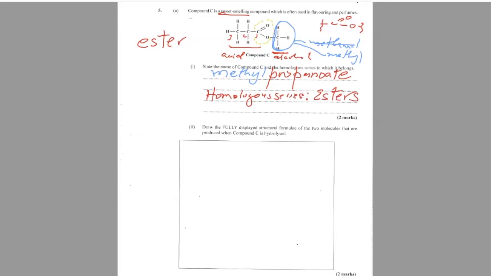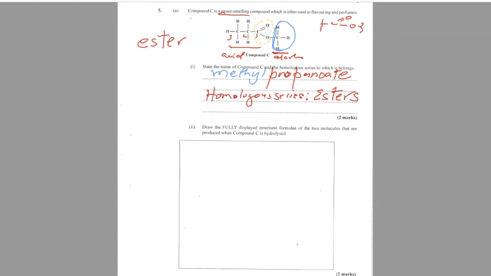Let's complete this for part B. Draw the fully displayed structural formulae of the 2 molecules that are produced when compound C is hydrolyzed. Let us clear our screen so we can get a good understanding of what's happening here. We want things to be as clear as possible. Whenever we say hydrolysis, we know it has to do with the splitting of water. To break up this compound, we have to understand what happened when it was formed.